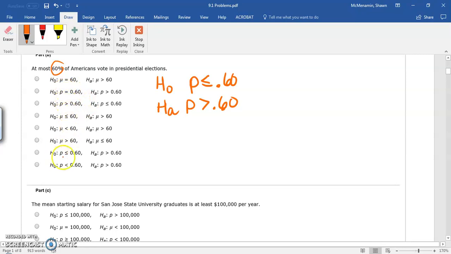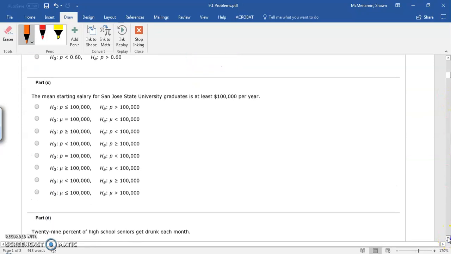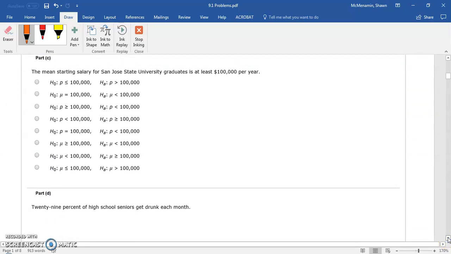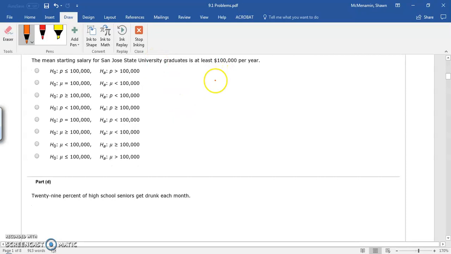So your null would be less than or equal to and HA greater than. It would be this one. For C, the mean starting salary is at least 100,000. So it's mean again, so you're going to use mu, at least, greater than or equal to 100,000. The opposite of that would be less than 100,000. Your null is the one with the equal sign, and your alternative is the one without the equal sign.